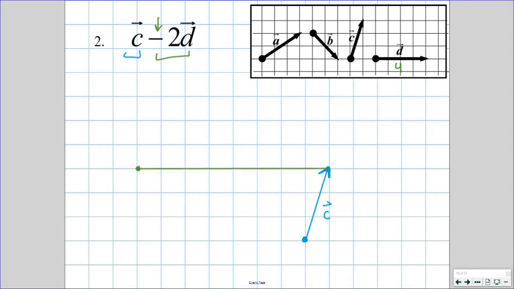So the tail of vector negative 2D is going to start at the head of vector C, and that is our vector that represents negative 2D. Now, our resultant vector, the whole thing, C minus 2D: start where we started, and extend all the way to where we ended. And that is C minus 2D.